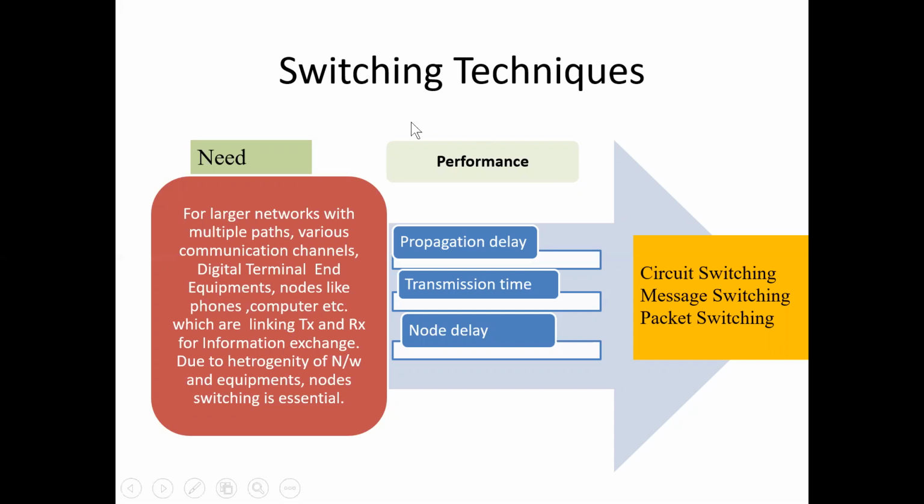Now we have three types of switching: circuit switching, message switching, and packet switching. Whichever type of switching, we will see the performance of the network with three parameters. What is the propagation delay while transmitting the information or message from one end to another end, transmitter and receiver? What is the transmission time, and what delay is each node adding? So let us start with circuit switching.